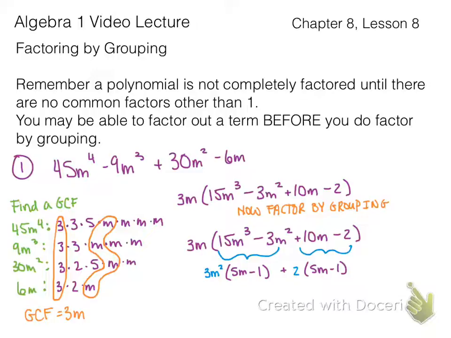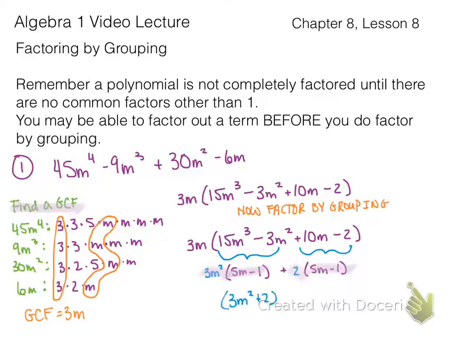The second group, 10m minus 2, I can pull a 2 out, leaving me 5m minus 1. And guess what? Those two are the same, which means I did something correct. If you're not getting those same two terms, either you didn't pull out your GCF in the first place correctly, or you're not doing the pull out here correctly, okay? Again, you're going to end up with a repeat binomial, and that's how you know you're doing it correct.